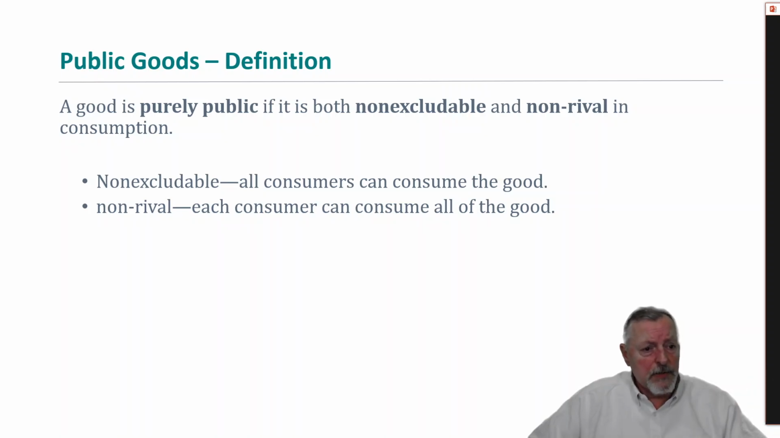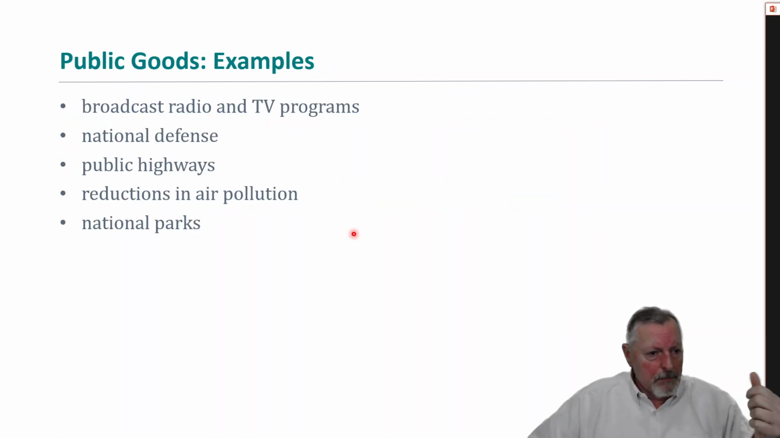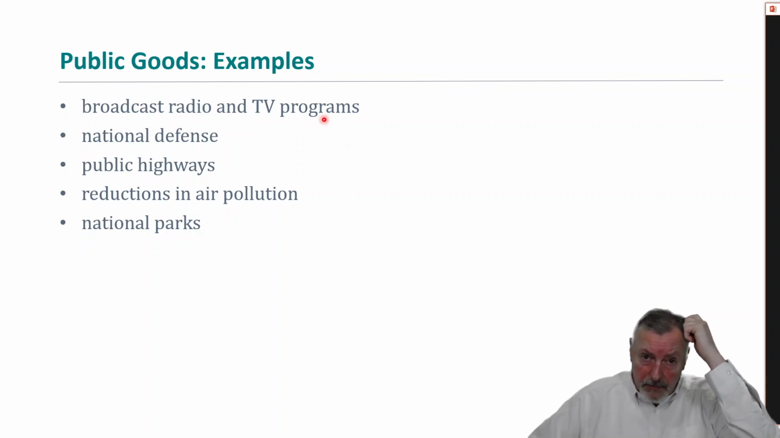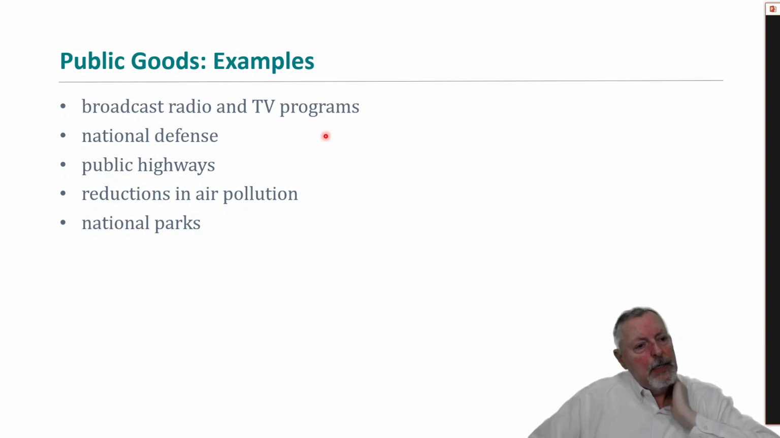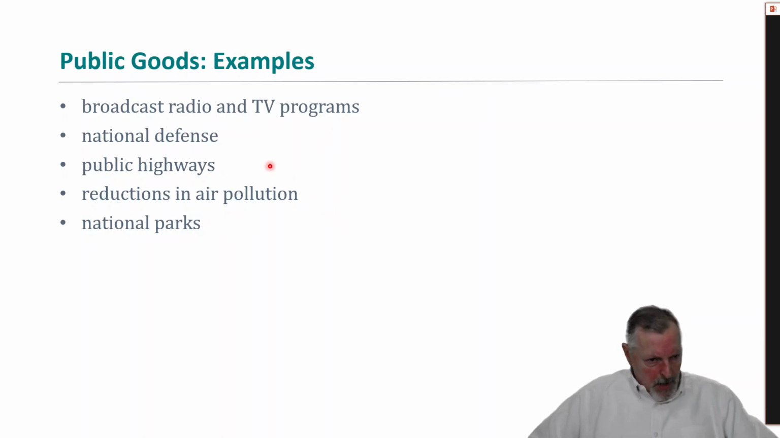Okay, public goods, non-excludable, non-rival. Here's some more examples. Broadcast radio and TV, meaning free over the air. Public highways, assuming they're not toll roads. National parks, assuming that you don't have to pay to get in. Clean air.